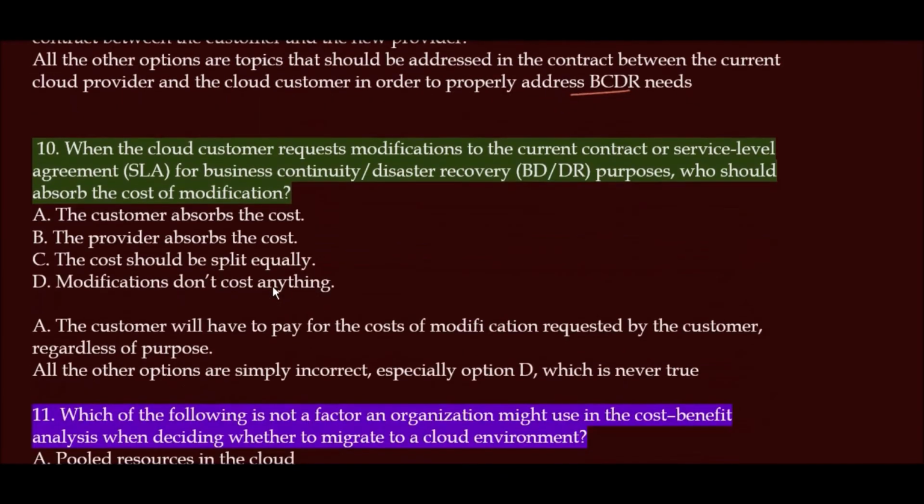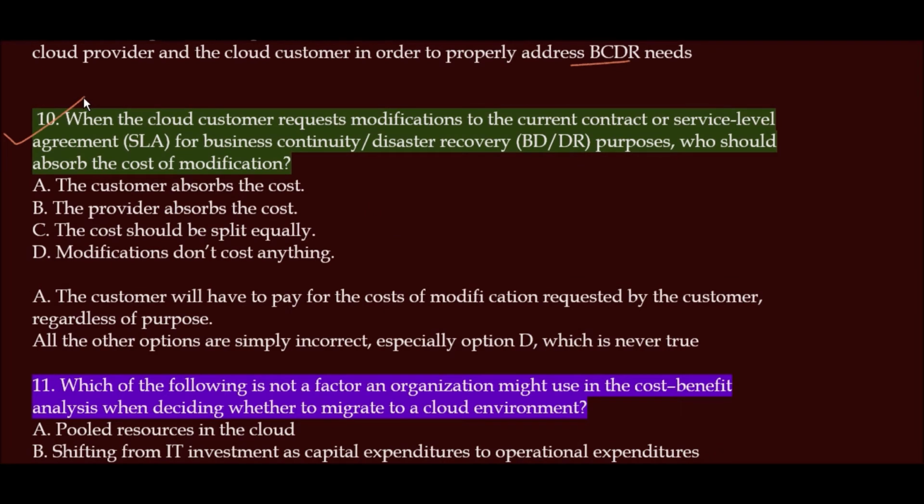Okay, next question. When the cloud customer requests modifications to the current contract or service level agreement for business continuity, disaster recovery, BCDR purposes, who should absorb the cost of modification? Here, option A is correct. The customer absorbs the cost because the customer will have to pay for the costs of modification requested by the customer regardless of purpose.